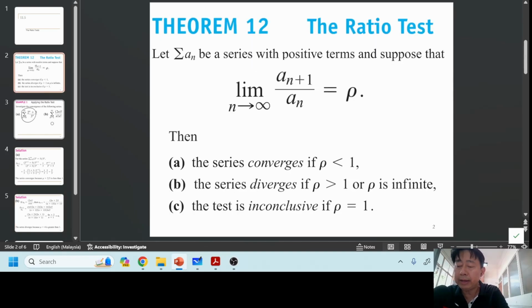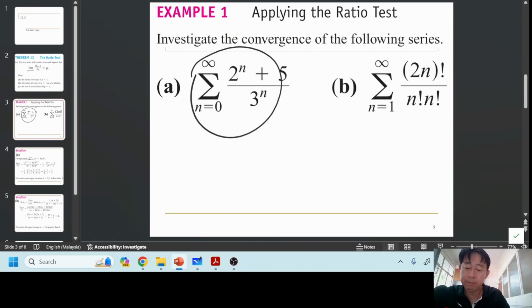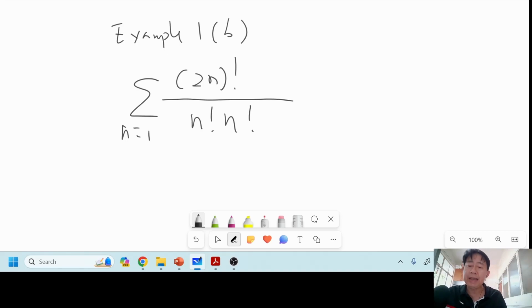Now, let us look at example 1b. Example 1b is slightly more complicated because it involves expressions with factorials. That is, if you have (n+1) factorial, what it means is it equals (n+1) multiplied with n factorial.